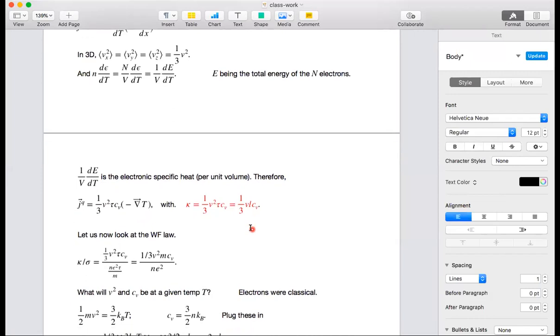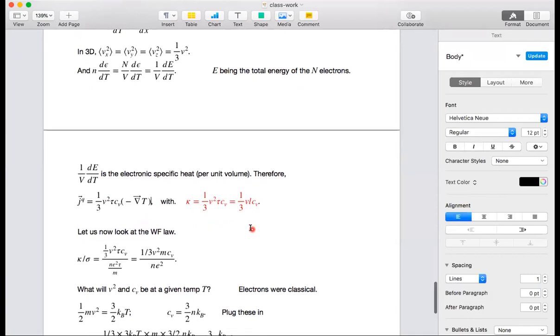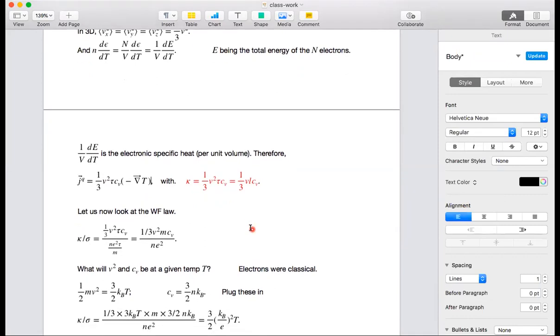Let us now have a look at the Wiedemann-Franz law once again. By the way, that observation that the ratio of the thermal conductivity and electrical conductivity of metals is proportional to the temperature, and it's more or less the same for all metals, that's called the Wiedemann-Franz law.